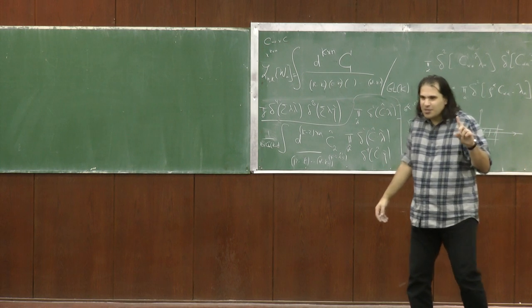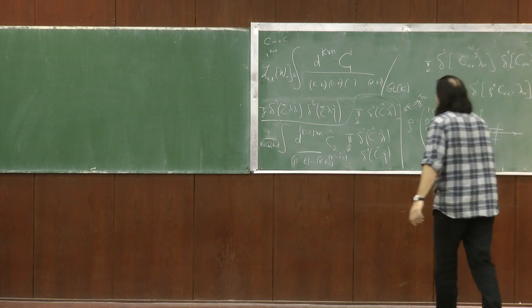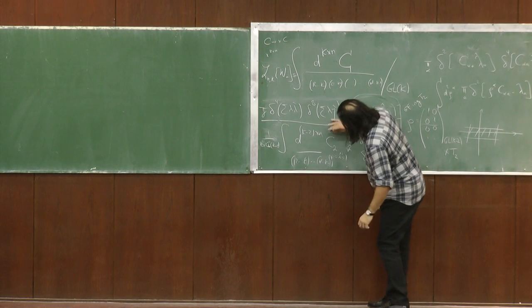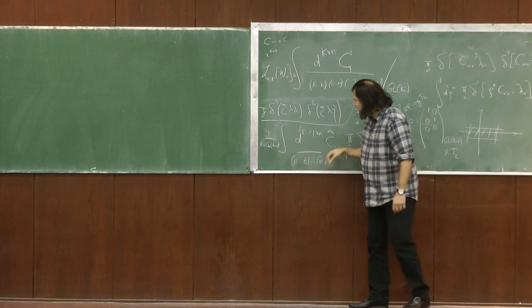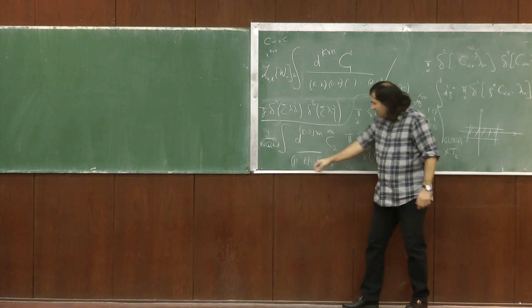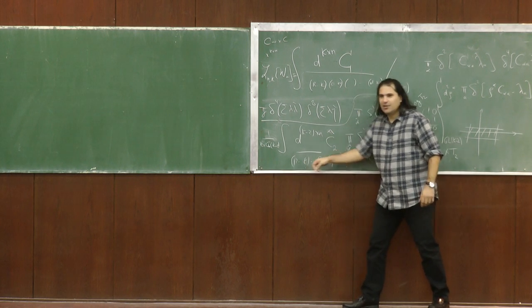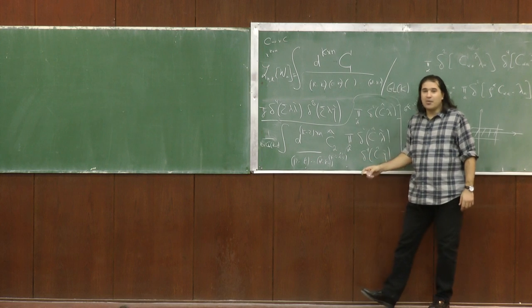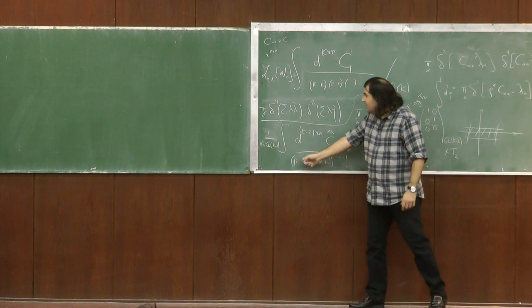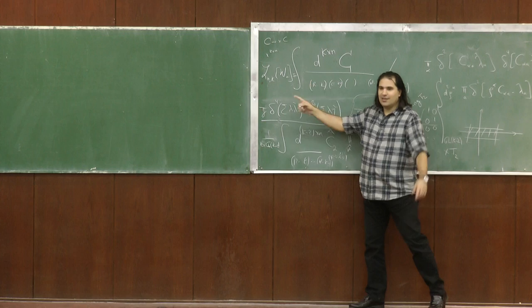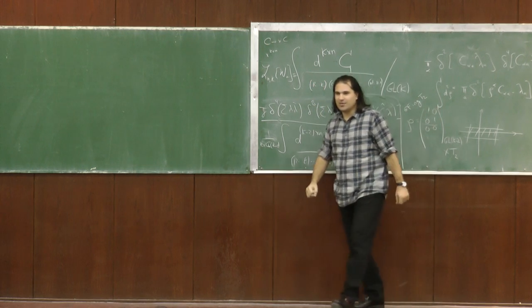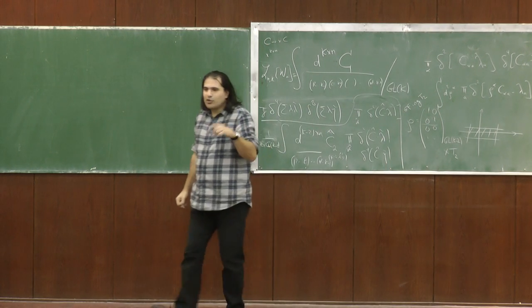There's a small fly in the ointment. The fly in the ointment is, that would be true if this measure only depended on C hat. But it doesn't. It remembers that it depends on C. And remember, the lambdas occur in the C matrix. The lambdas are the top components of the C matrix. So it's almost true, but not quite.